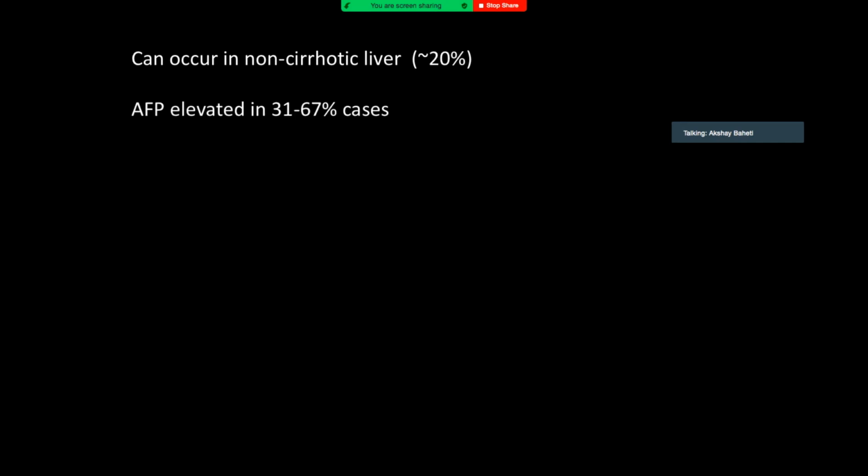Okay, AFP is not a gold standard. So AFP can be high. If it is high, then you know it's HCC. If AFP is normal, it doesn't mean it's not HCC. Okay. So the same is true for every tumor marker, right? CA19 high, you know it's one of these pancreatic or biliary things.